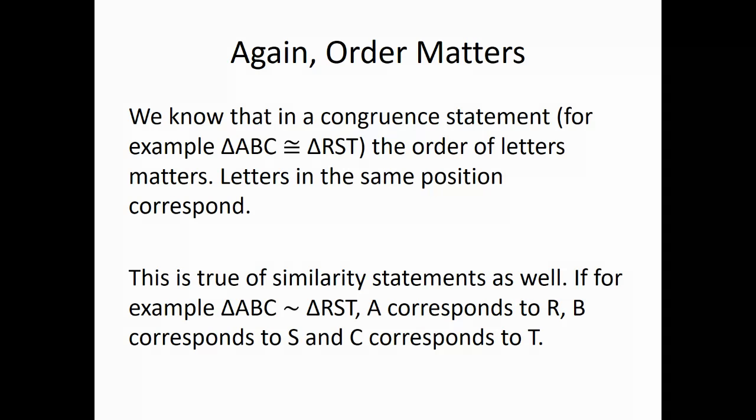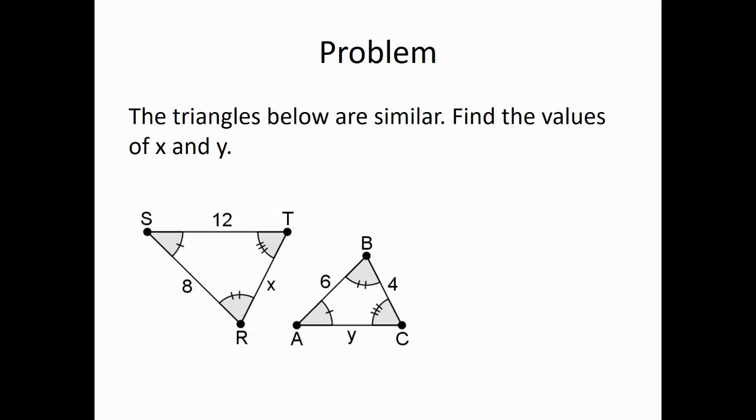The same is true with similarity. If I say that triangle ABC is similar to triangle RST, this means that A corresponds to R, B corresponds to S, and C corresponds to T, because those letters are in the same position. And that then will tell me what angles are equal, and it will also tell me what sides are proportional.